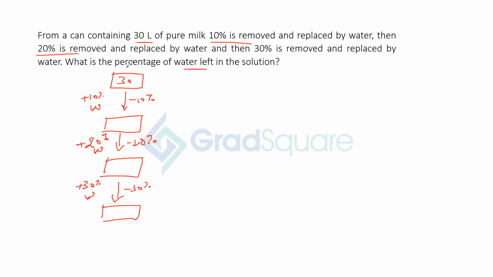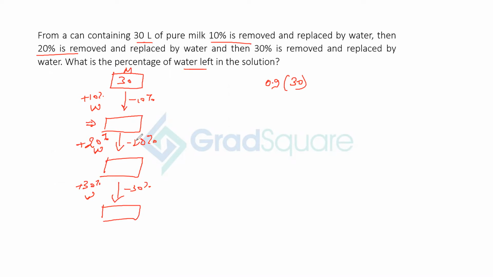So we are having pure milk over here and you are removing 10% and adding water. So water is going to keep changing because of the removal as well as addition. So I'm not going to consider water and will be considering milk. So I'm starting with 30 liters of pure milk and 10% is removed. So the leftover quantity will be 0.9 of 30. Adding 10% of water will not change the quantity of milk. So at this level, this will be the quantity of milk.